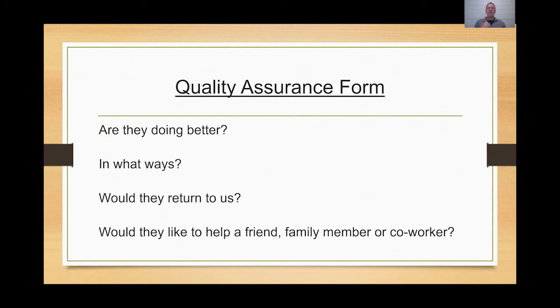But assuming they say yes, the next question is really important. If yes, would you like to help a family or friend that also has back pain?